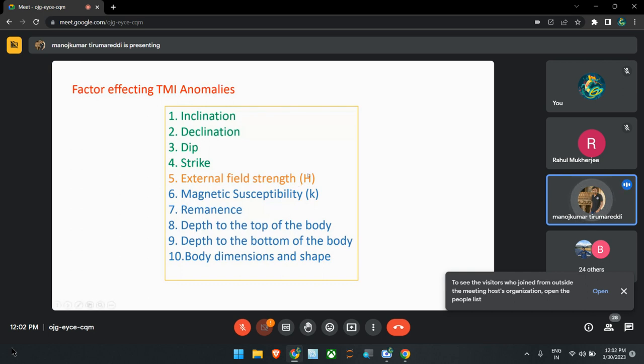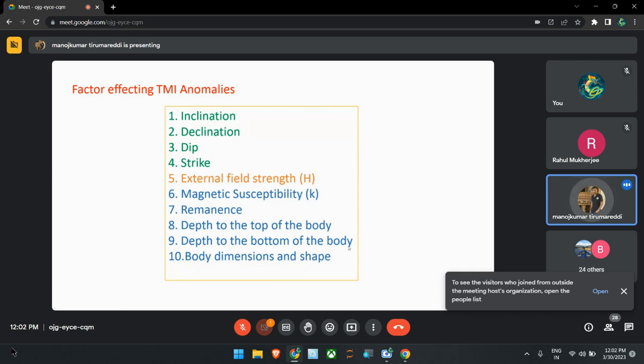Magnetic susceptibility and field strength act as proportionality constants. Because of the remnants, the orientation of the secondary field will change. Depth to the top of the body also acts as a proportionality constant, because if it is at shallow depth, you will get maximum amplitudes. At deeper depth, you will get low amplitudes.